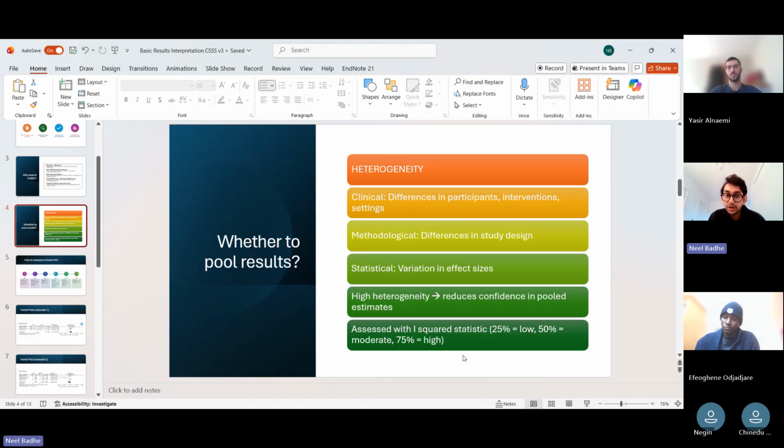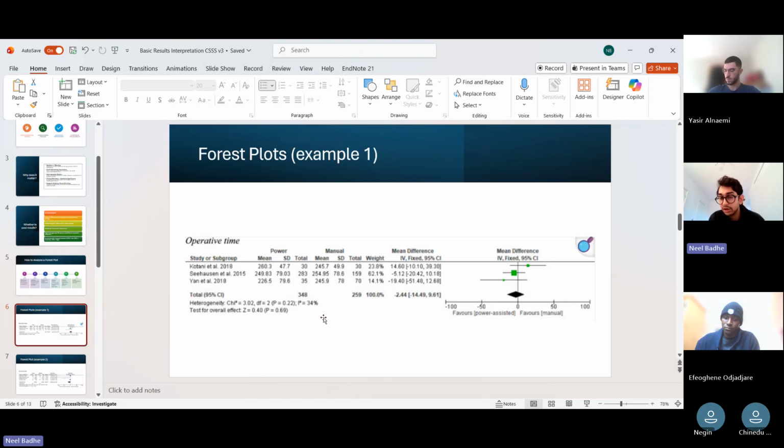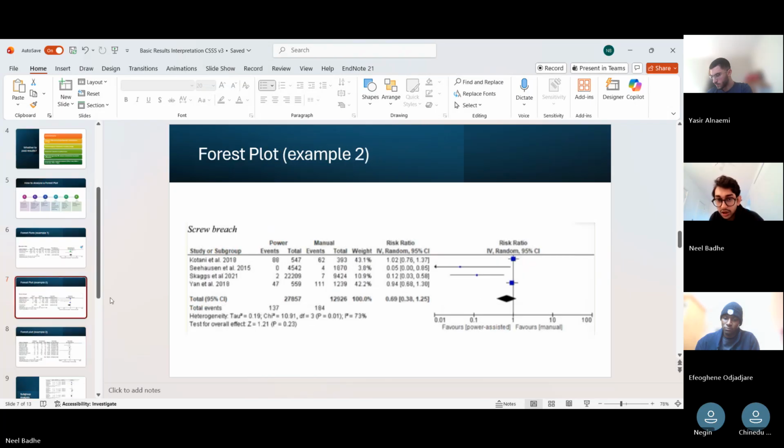Chinedu said he'd go for a fixed effects model, and above 50%, a random effects model. Once you input the numbers, it automatically generates the I-squared, and then you can modify your model depending on that. So this is the next example.